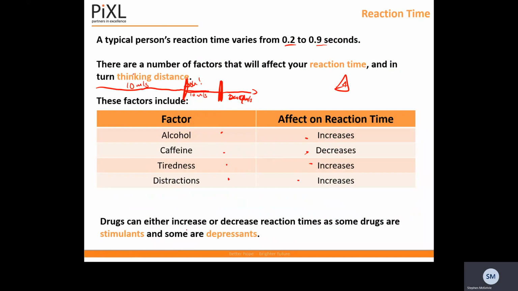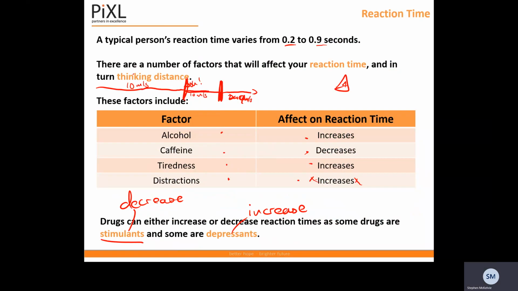Drugs can either increase or decrease reaction time. Some drugs are stimulants, and this is going to decrease reaction time. And some are depressants, and this is going to increase reaction time. Now, do all stimulants make it safe to drive? Absolutely not. Because if you're overly stimulated, then distractions are going to make you a very poor driver.